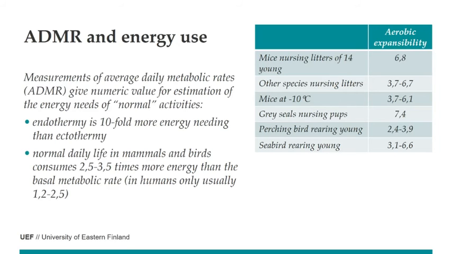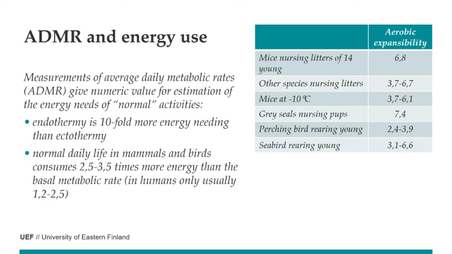So when you are nursing litters or pups or young, the aerobic expansibility, so the ratio of oxygen consumption versus basal metabolic rate oxygen consumption, can be even 6 or 7 times more. And as well in mice, when they are in very cold temperatures, they can increase their metabolic rate by 4-fold or 6-fold.